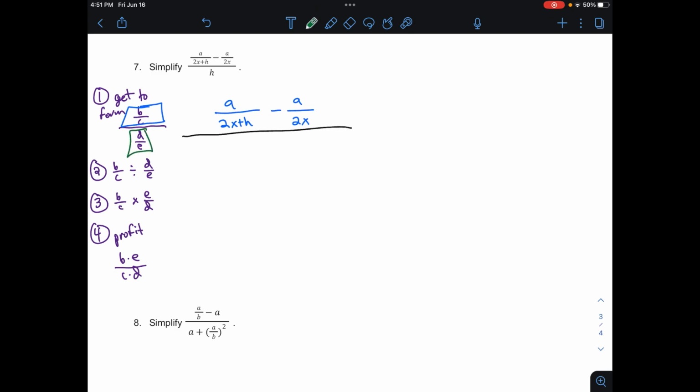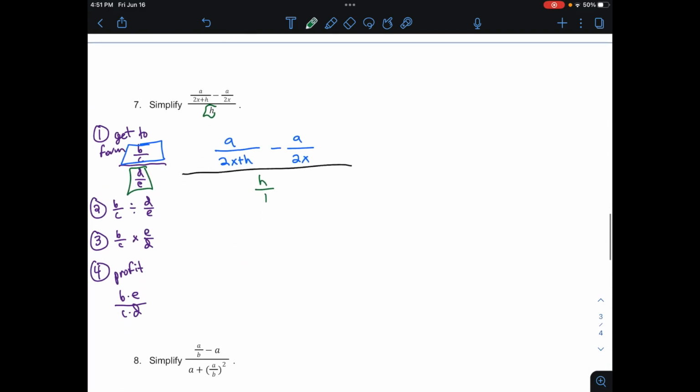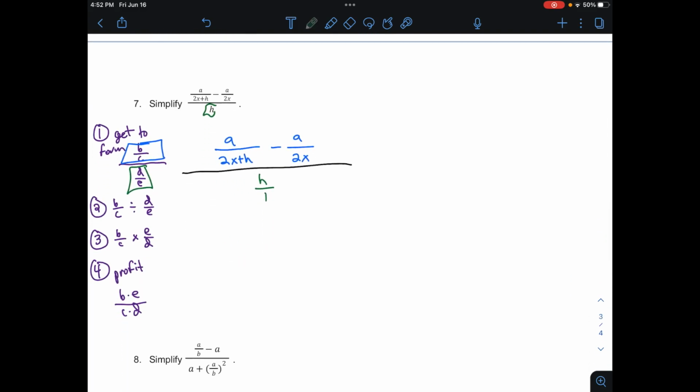So we want a single fraction in the bottom. Right now it's just h, but let's call it h over 1, so we can treat it as a fraction. Great, so I need to get my numerator to a single fraction. Remember, we just did that. We said we need a common denominator, use a form of 1. So the natural way to make this a common denominator is to multiply this by 2x plus h over 2x plus h, and this term by 2x over 2x.